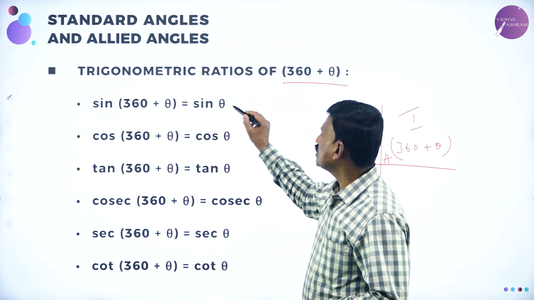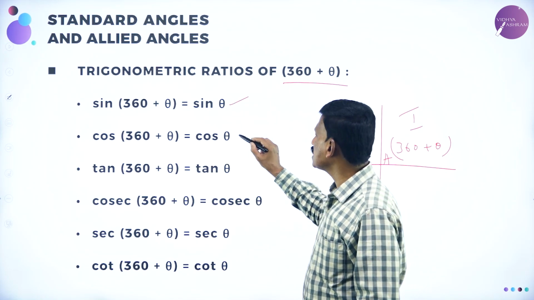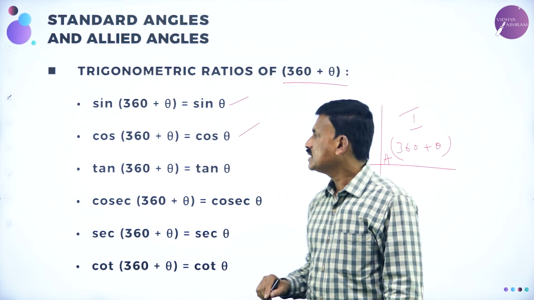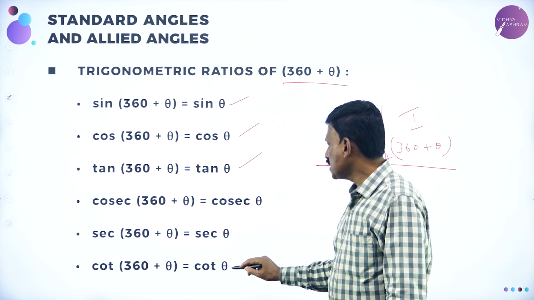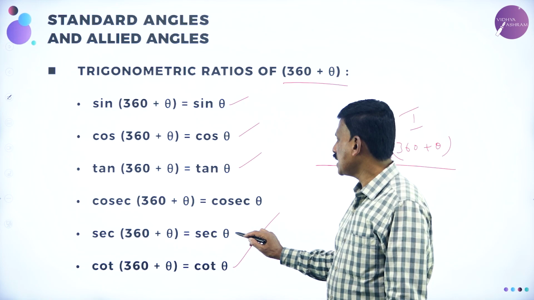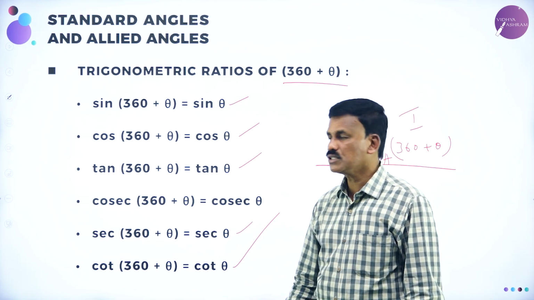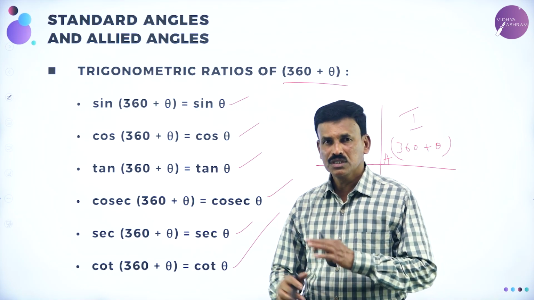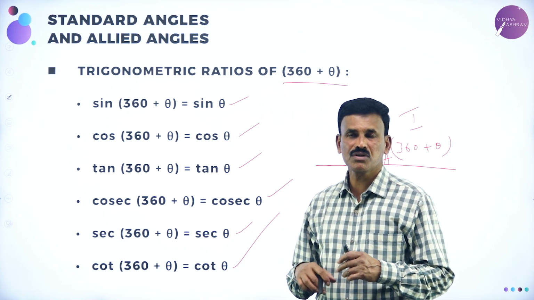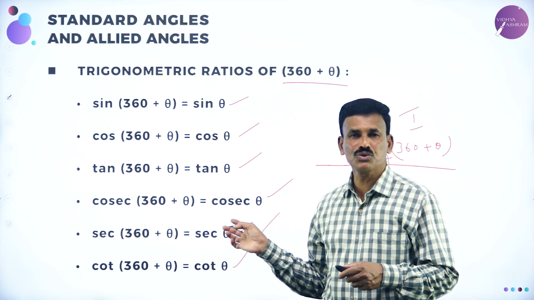So sin 360 plus theta is sin theta, cos 360 plus theta is cos theta, tan 360 plus theta is tan theta. Again, cot 360 plus theta is cot theta, secant 360 plus theta is secant theta, and cosecant 360 plus theta is cosecant theta. In the first quadrant, all are positive. Further, there is no change for this.